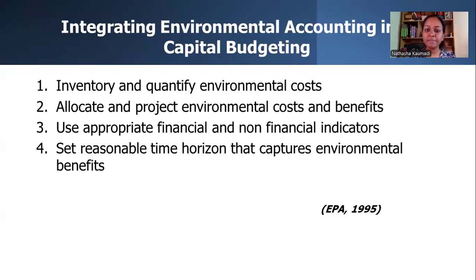And then integrating environmental accounting into capital budgeting. Basically, you need to quantify the environmental cost, allocate project environmental costs and benefits using appropriate both financial and non-financial indicators, not only financial, and then set reasonable time horizons that capture environmental benefits. That's why I told you to get the environmental benefits, it will take some time. If you are just talking about 2 to 3 years, it won't give. So a reasonable time horizon should be kept to capture those environmental benefits, which will take some time. Right? So those are the important things.